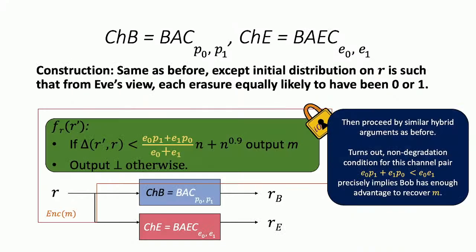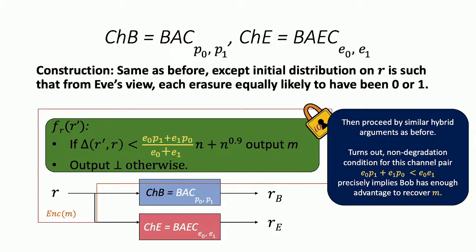Good. So now what's the construction for BAC? Well, it's going to be exactly the same as before. But just observe that previously we made this argument that from Eve's point of view, every string, the R sub B, every position in it was equally likely to be 0 or 1. Now, if you're in the asymmetric setting, this is not going to be true because you have E0, E1.